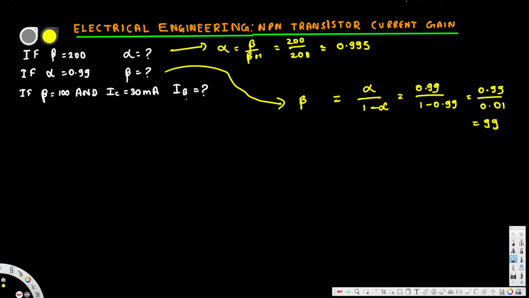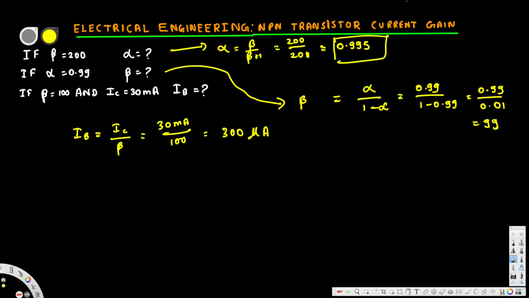The next thing is we have to find out IB. To find out IB, we can use this equation. IB is equal to IC over beta, and we know that IC is 30 milliampere divided by beta, that is 100, so that's equal to 300 microampere. Now we have three solutions. Alpha is equal to 0.995, beta is equal to 99, and then IB is equal to 300 microampere. And that's how we do that.